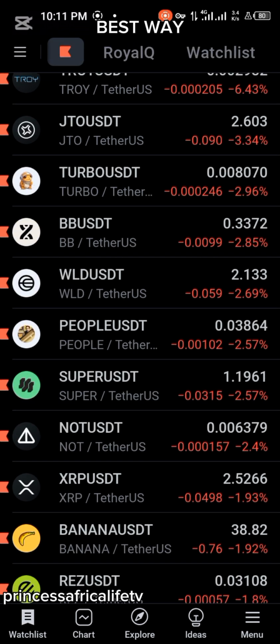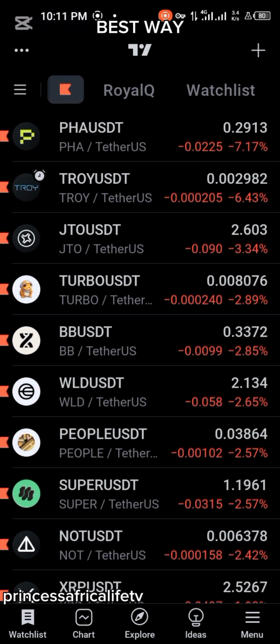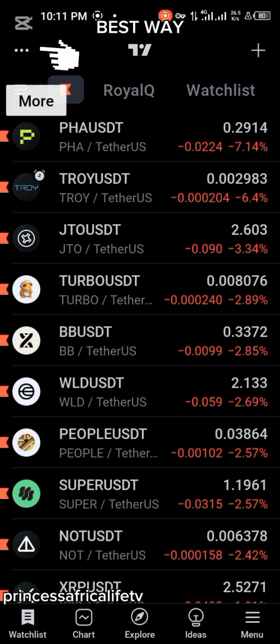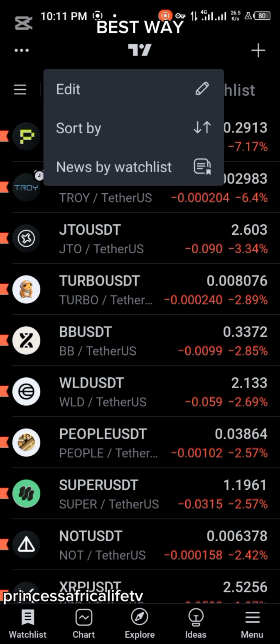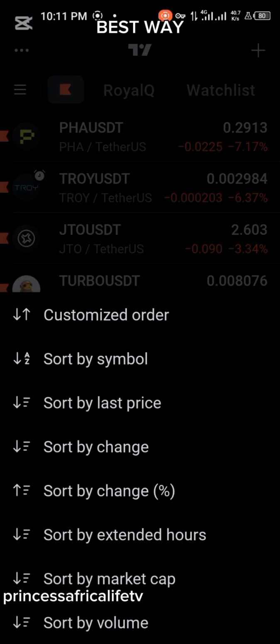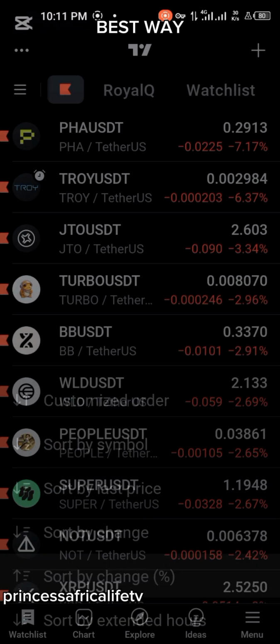Remember, you first of all have to put your TradingView in place like this. And remember to always click on this three dots up by your left. Look at it here, this three dots up. When you click on it, click sort by. See where I'm touching? Click that sort by to take you to this place. You sort by change in percentage. That's here, and you click on it.